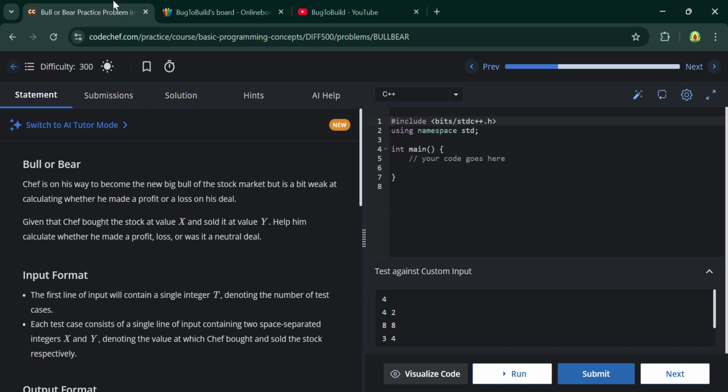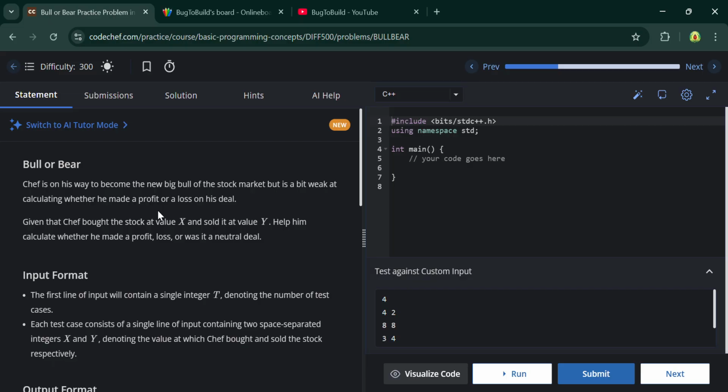Hello viewers, let's continue our CodeChef series, and now we have to solve one more question on less than 500 rating, which is Bull or Bear. There is a story of Chef. Chef is on his way to become the new big bull of the stock market, but he is a bit weak at calculating whether he made a profit or loss on his deal.